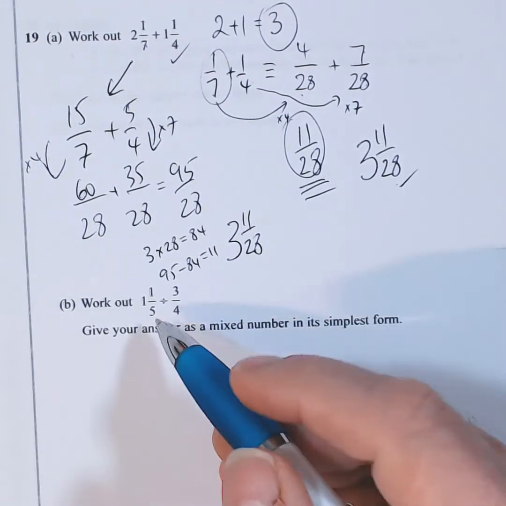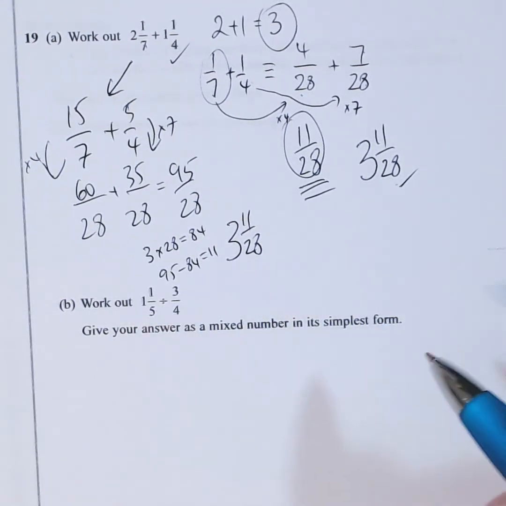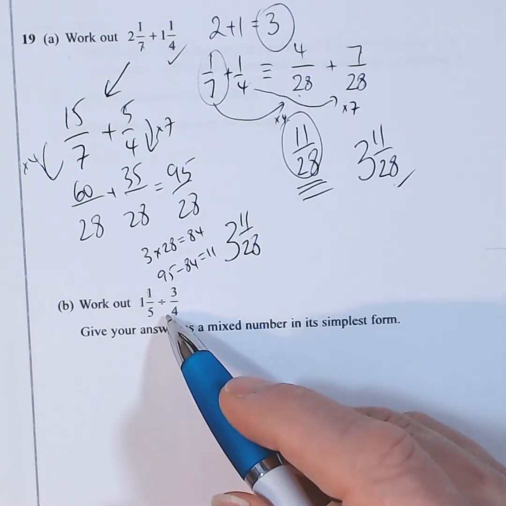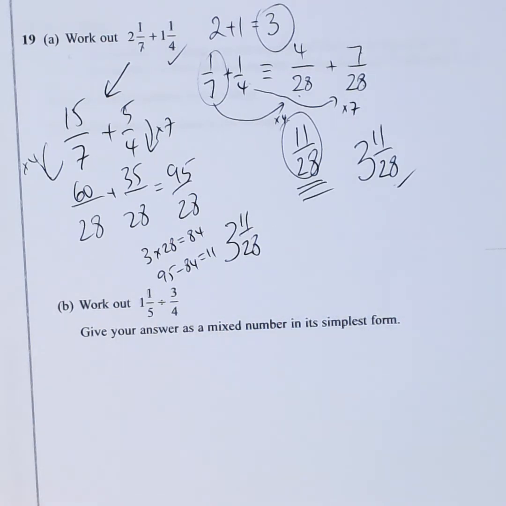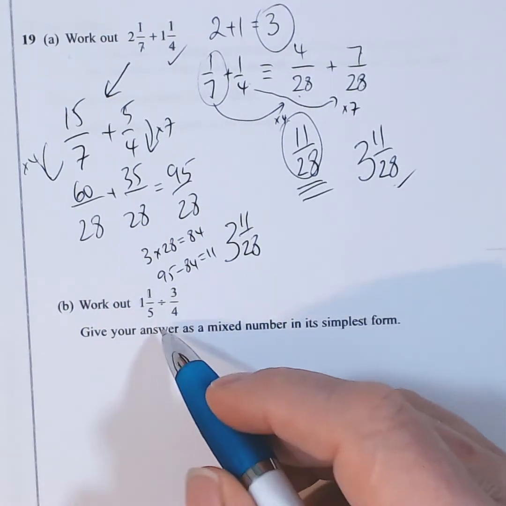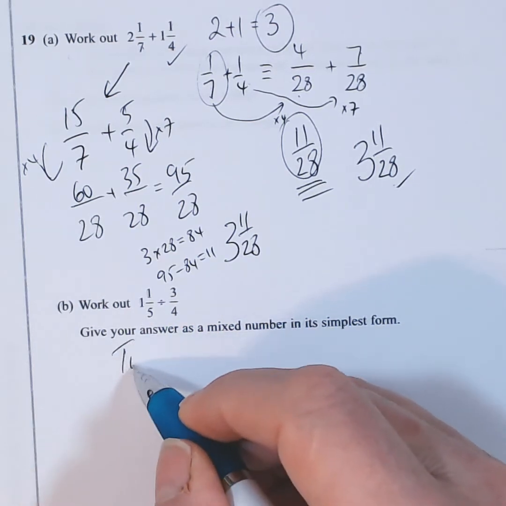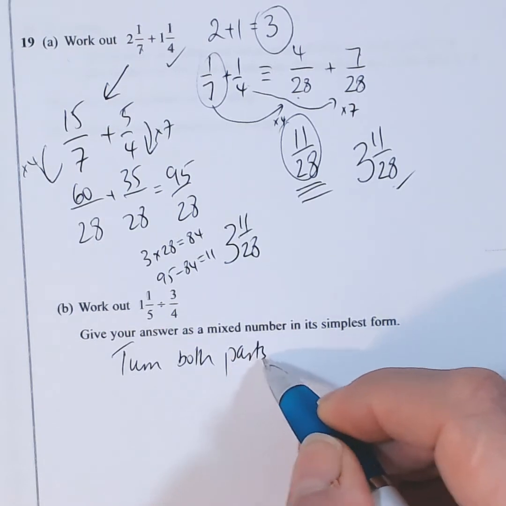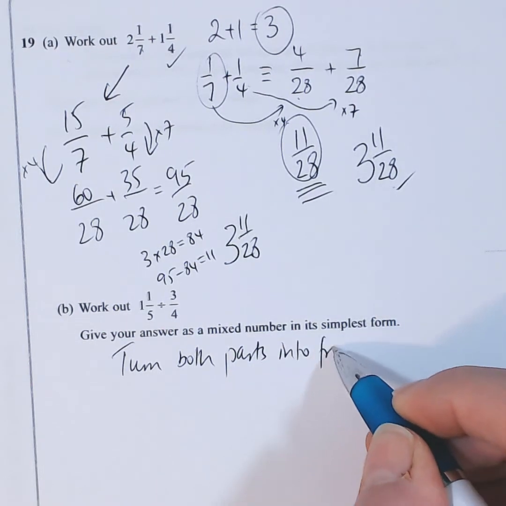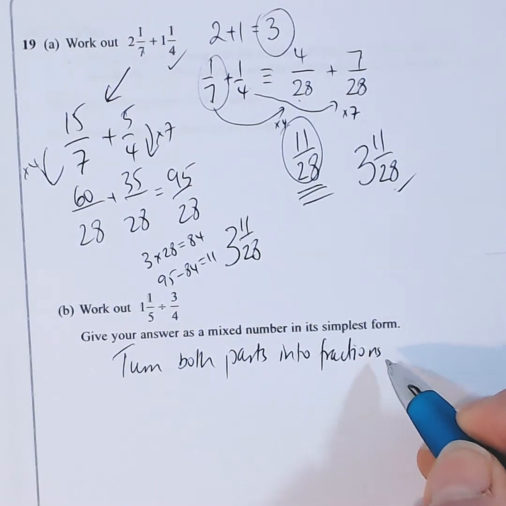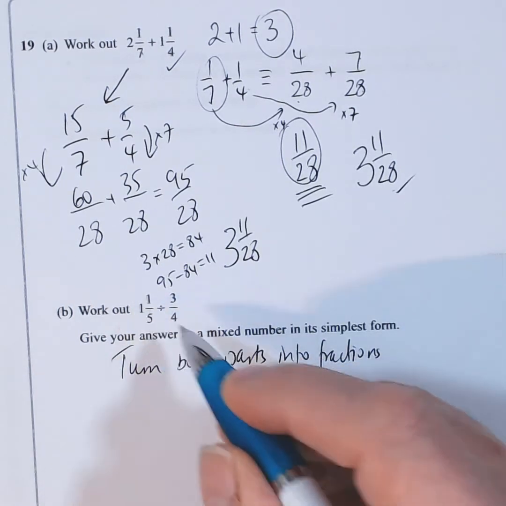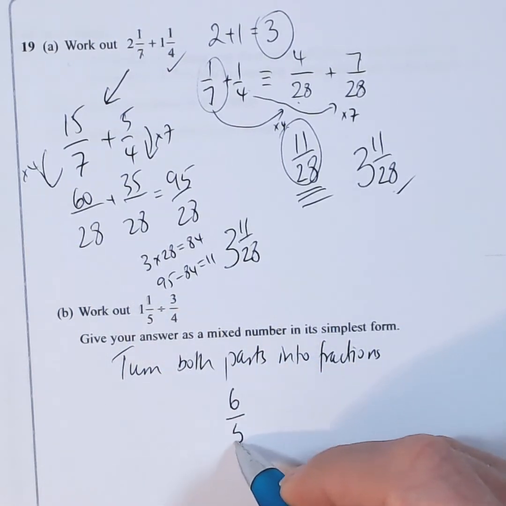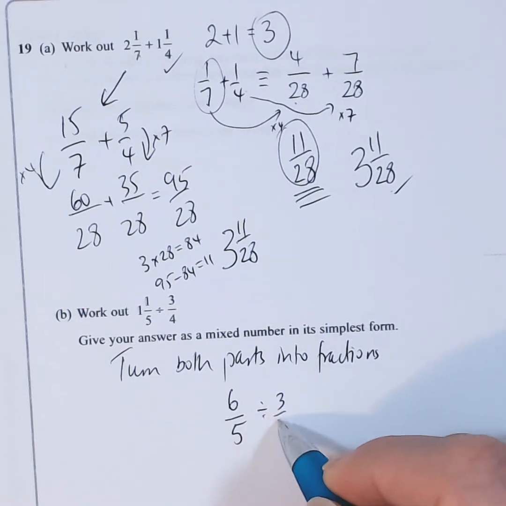This question says we've got to do a division with fractions. Now when you're dividing with fractions, the best way to do it is to turn them both into fractions. So basically with this, turn both parts into fractions. Now one of them's already a fraction, so that's fine, but this one is asking how many fifths, so it'll be 6 fifths divided by 3/4.